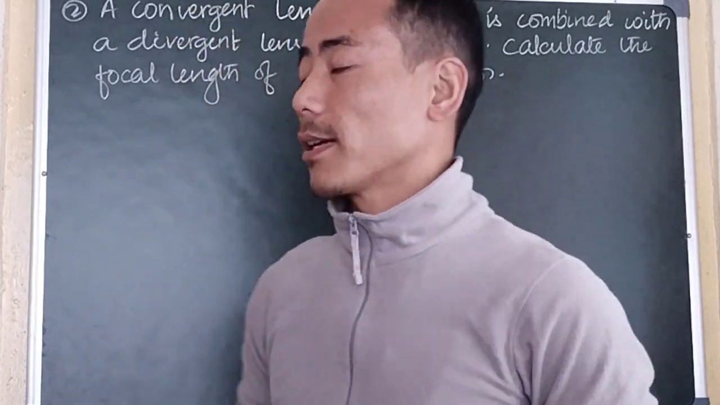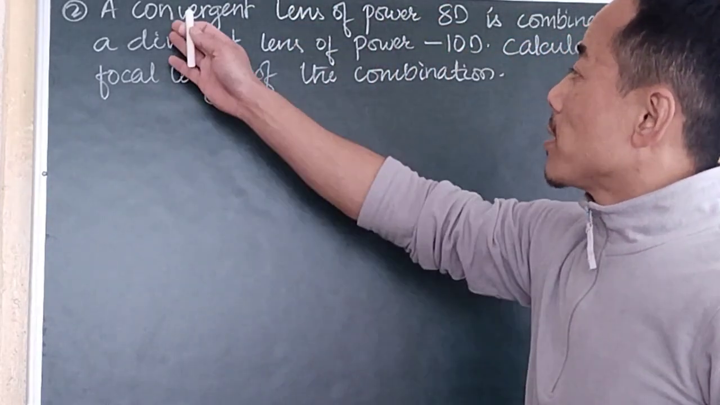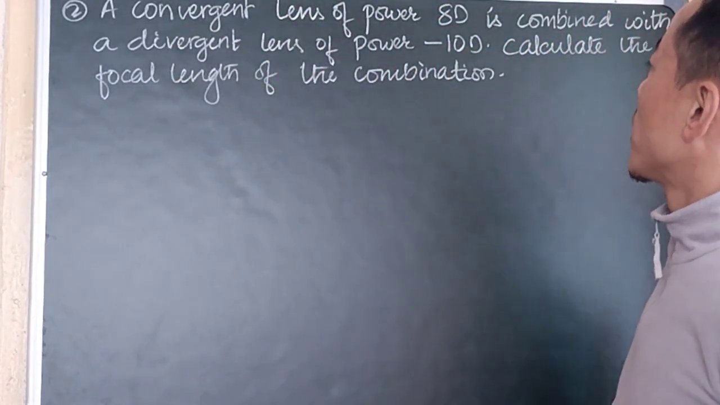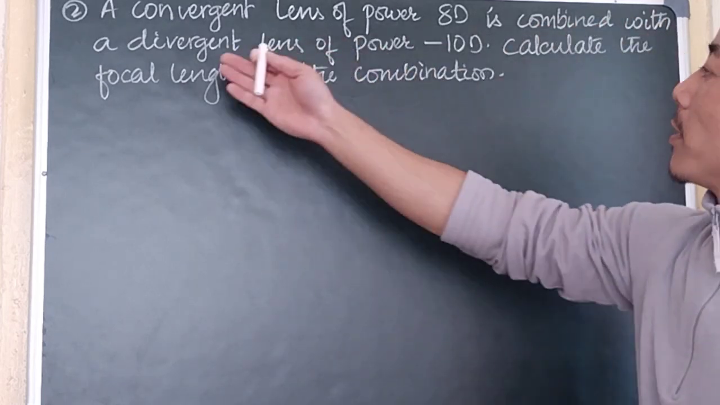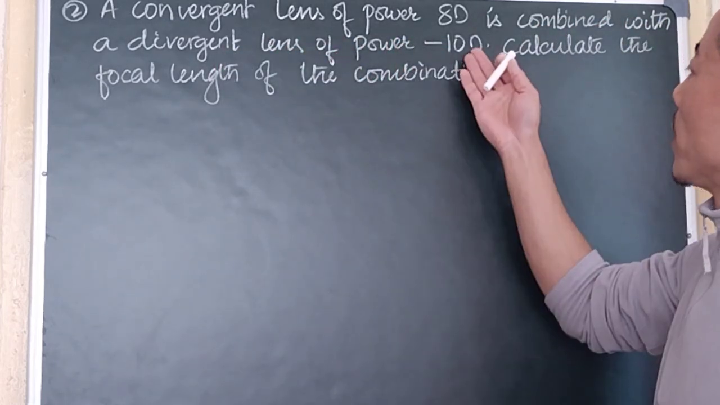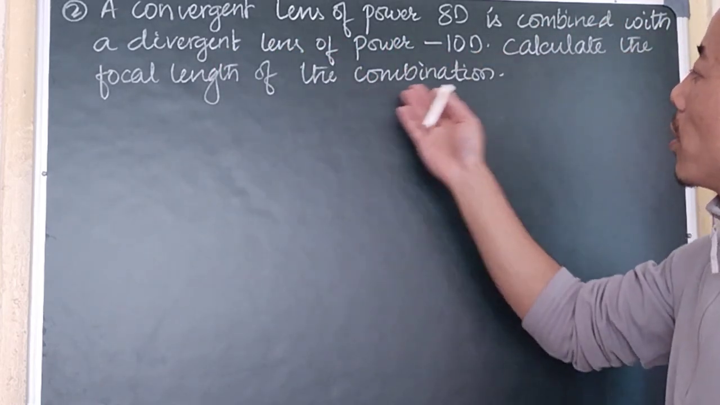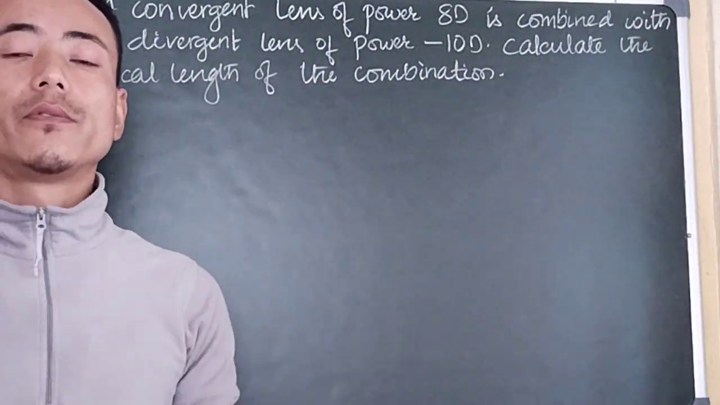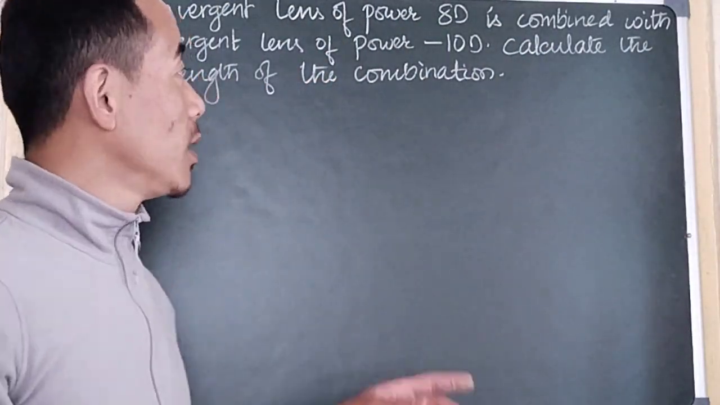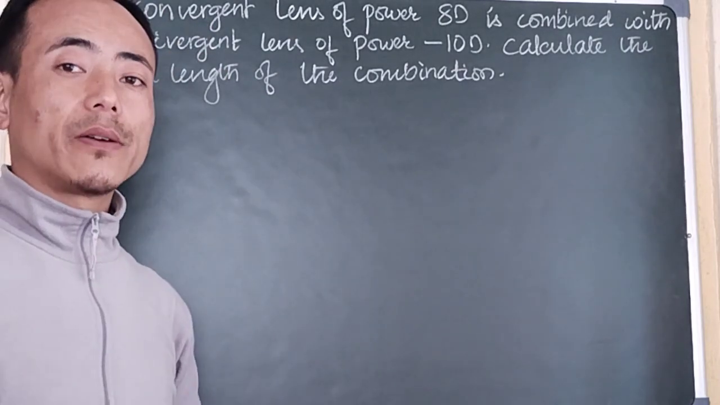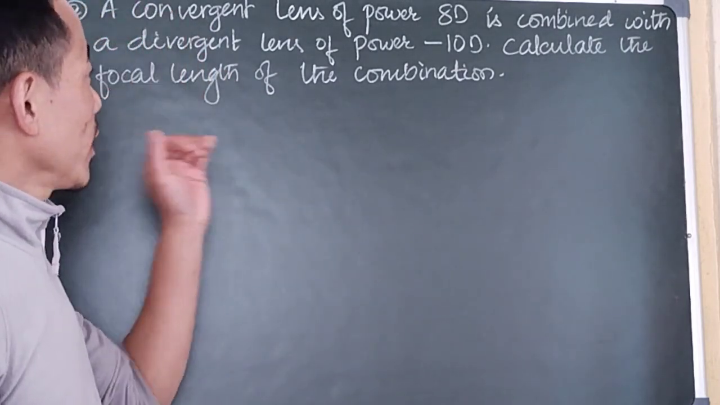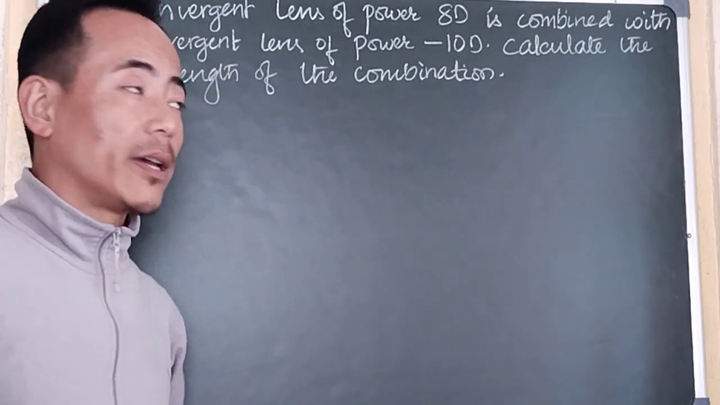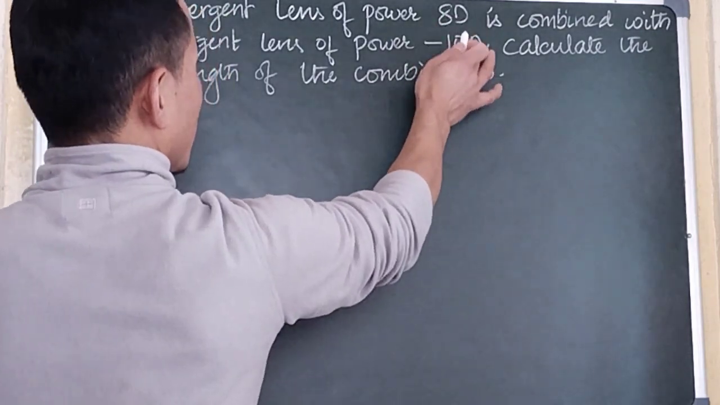Alright, so let's discuss the second question. The question says a convergent lens of power 8 diopter is combined with a divergent lens of power minus 10 diopter. Calculate the focal length of the combination. So here they have not mentioned convex or concave, they have mentioned convergent and divergent. But you have to understand convergent means convex, divergent means concave. And we can also understand this from the given value.